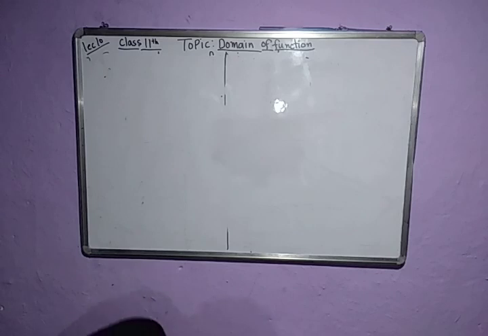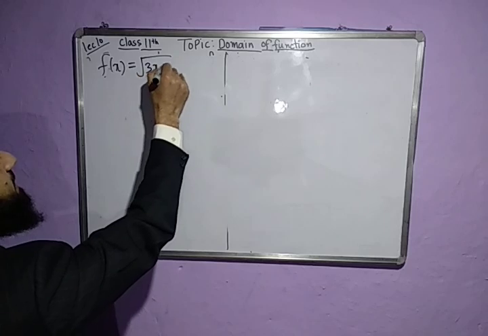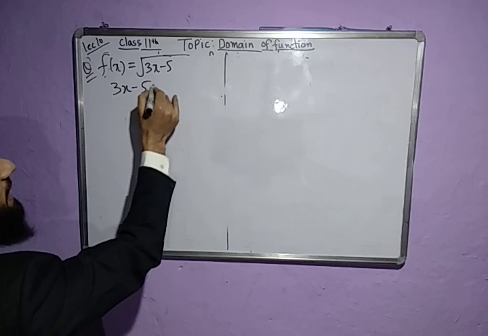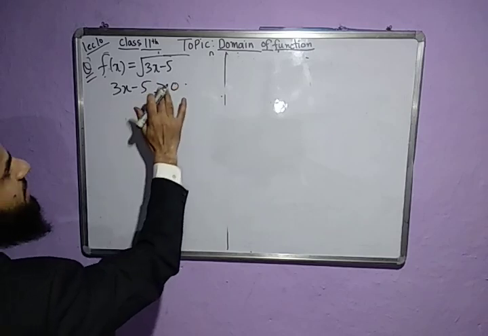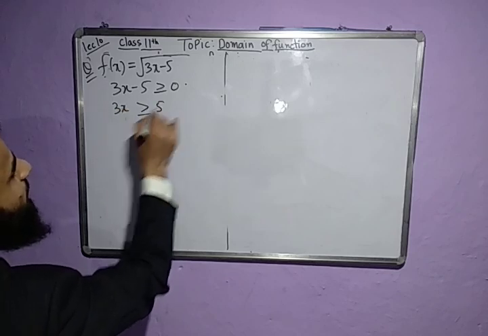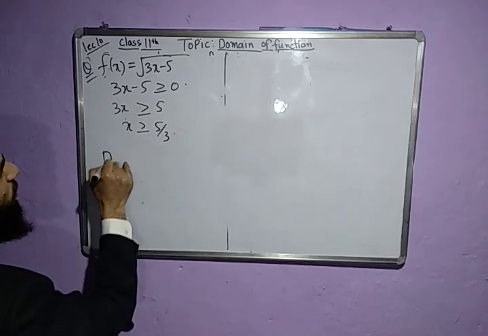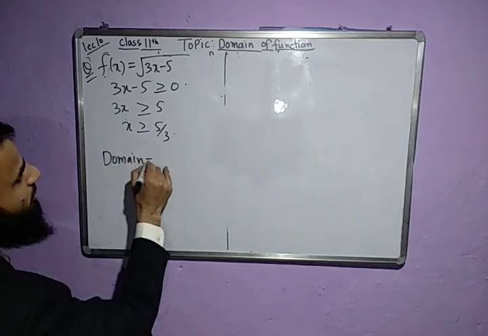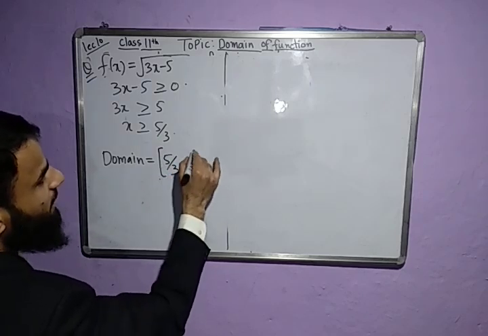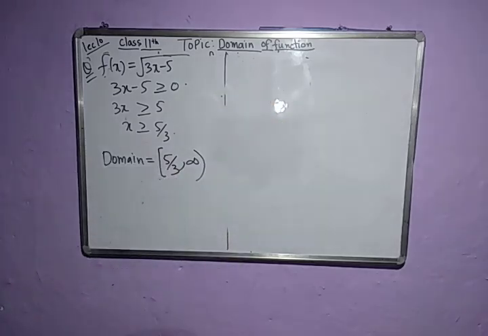We have another question. f of x is equal to under root of 3x minus 5. So it is very simple. For f of x to be defined, 3x minus 5 should be greater or equal to 0. It means 3x should be greater or equal to 5. That means x should be greater or equal to 5 by 3. This means the domain is nothing but the included bracket 5 by 3 comma infinity, because it is greater than 5 by 3 and goes on to infinity.